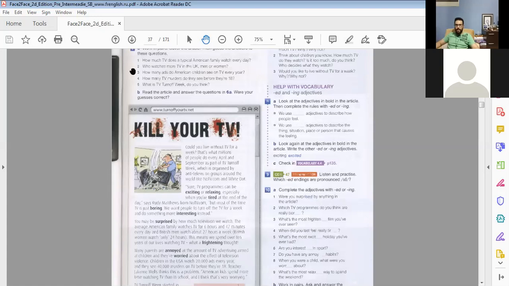What about the number of ads that children see on television? What do you think? How many? I think 2000... 20,000 adverts a year. Wow, that's a huge number, right? Yes. So 20,000 adverts per year.